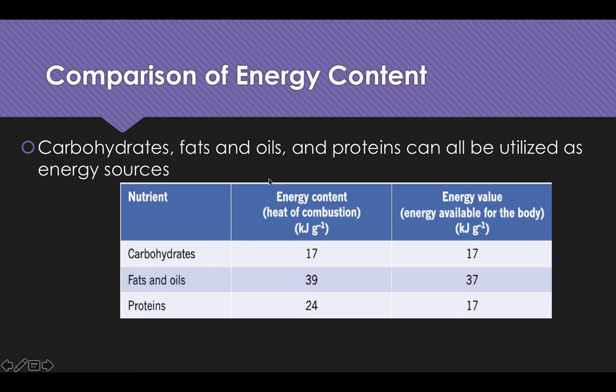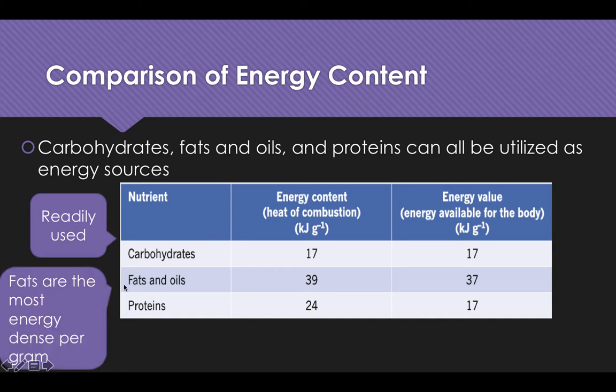If we compare the energy content or energy value of carbohydrates, fats and oils, and proteins, we'll come to such conclusions. First, the energy from carbohydrates is the most readily used. Fats and oils are actually the most energy dense group of nutrients, and they store a lot of energy. But when our body still has carbohydrates to break down, we will use the energy from carbohydrates first before we resort to fats and oils.